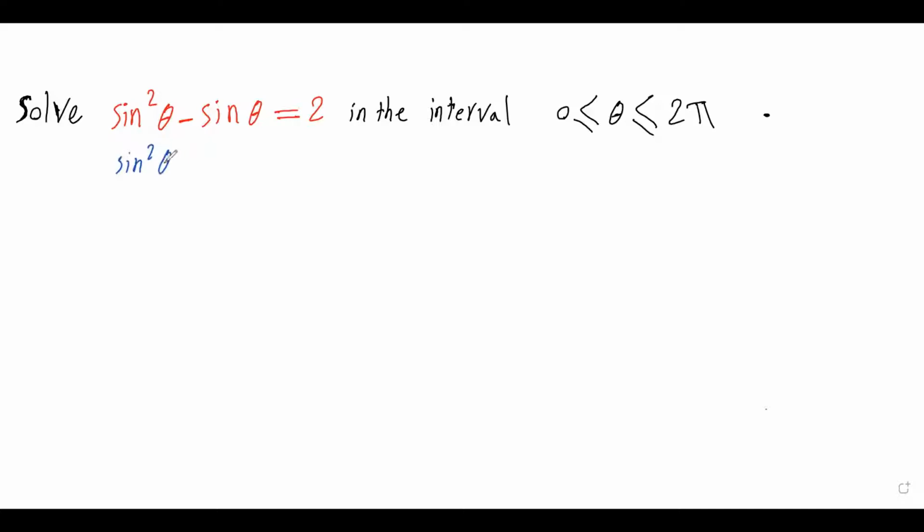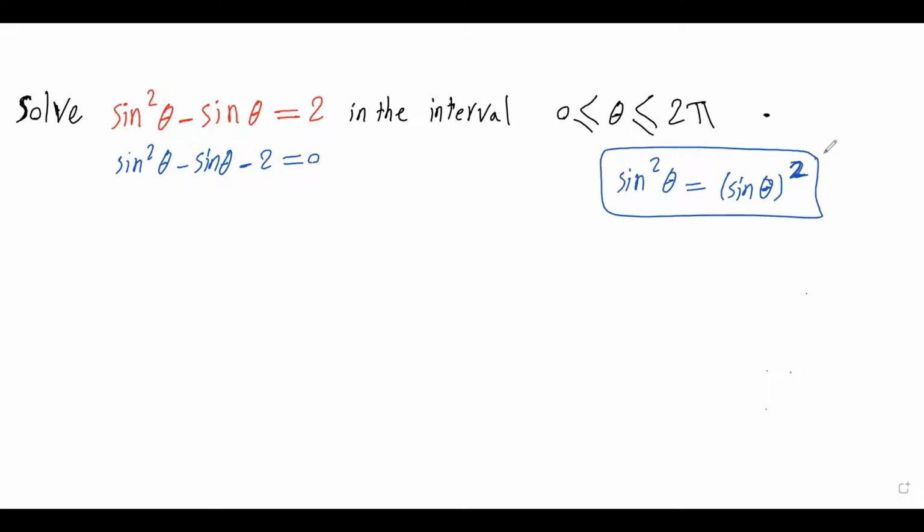Sine squared theta minus sine theta minus 2 equals 0. By looking at this, obviously you can tell this is a quadratic because I have a second degree equation. Let's clarify that you know already sine squared theta equals sine theta to the power of 2, right? When we have trig equations in the form of quadratic, we need to use let statement method to solve.